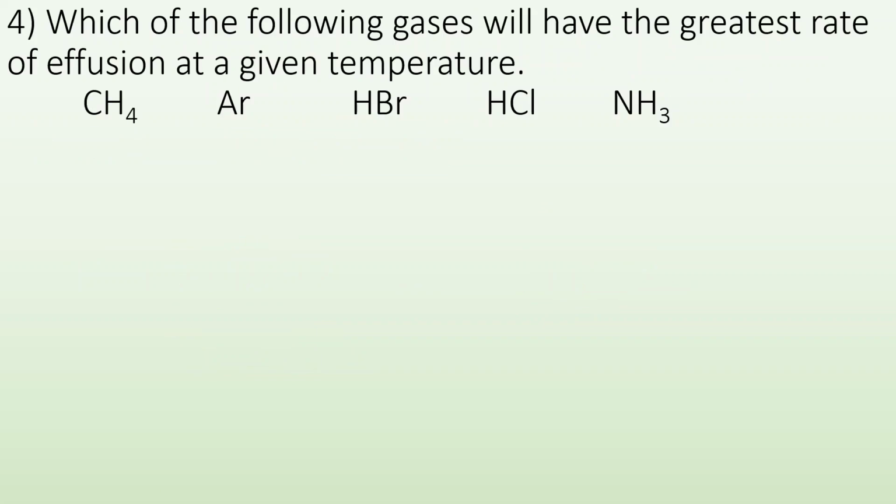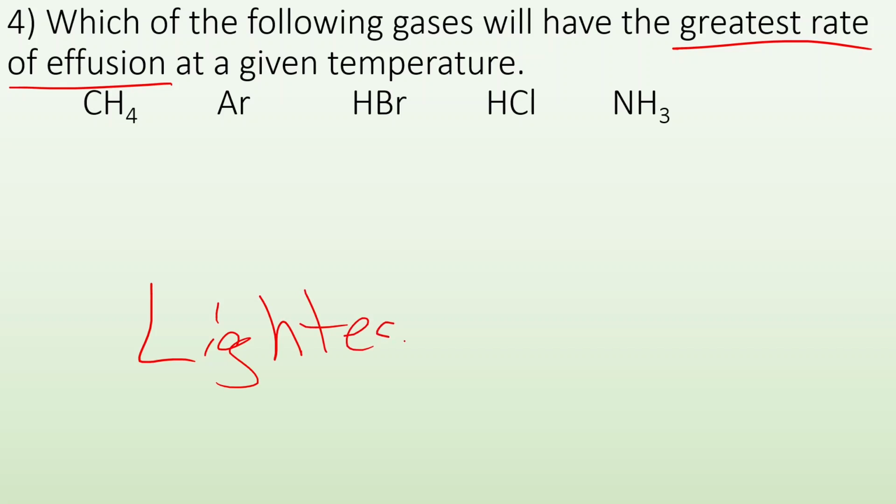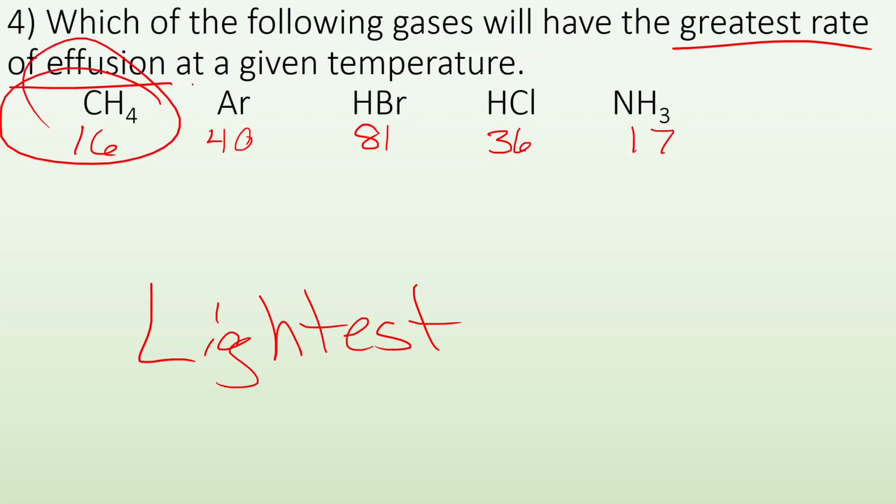Number four, which of the following gases will have the greatest rate of effusion at a given temperature? So really what it's asking is which one of these is the lightest? Which one of these is the least massive? So you got to go, hey, what are my molecular weights for all this? For CH4, it's roughly 16. For argon, it's roughly 40. For HBr, it's roughly 81. For HCl, it's roughly like 36.5. NH3, it's roughly 17. So which one of these is going to have the greatest rate of diffusion? It's going to be the lightest one. It's going to be CH4.